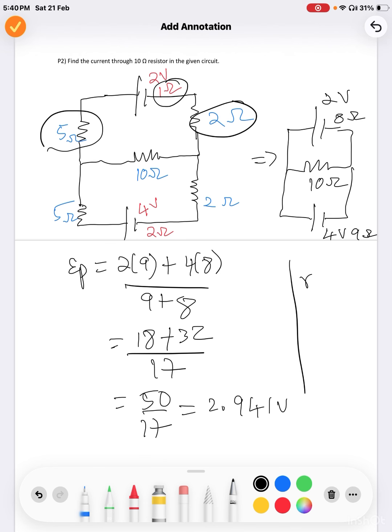And similarly we have to find the RP value. So what is the RP value? RP is equal to R1 into R2 by R1 plus R2. We already know the values: 9 into 8 by 9 plus 8. So 9 into 8 is 72 by 9 plus 8 is 17. So 72 by 17 is 4.24 ohms. So the RP value is known and the EP value is known.